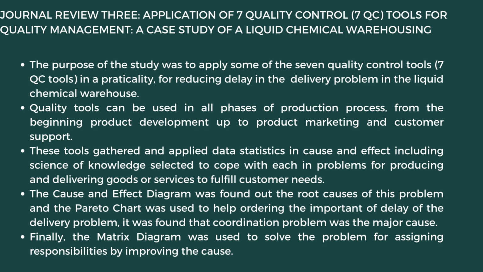Now, with this journal, the cause and effect diagram was used. The cause and effect diagram found out the root cause of the problem, and a Pareto chart was used to help order the importance of the delay in delivery problem. It was found that coordination problem was the major cause. So finally, the matrix diagram was used to solve the problem by assigning responsibilities in improving the cause.